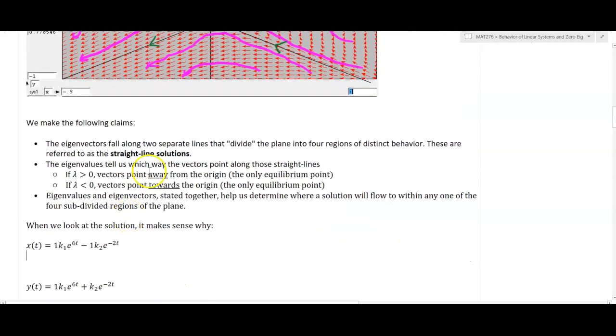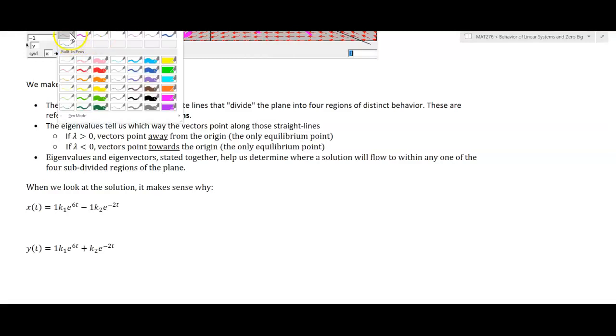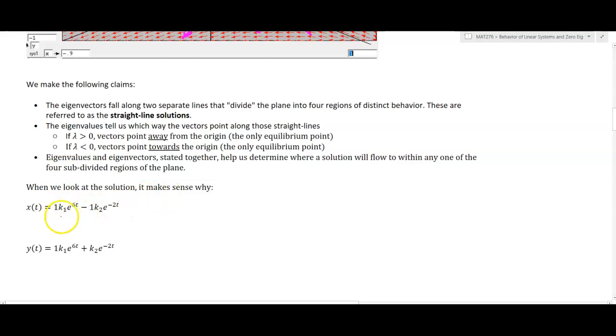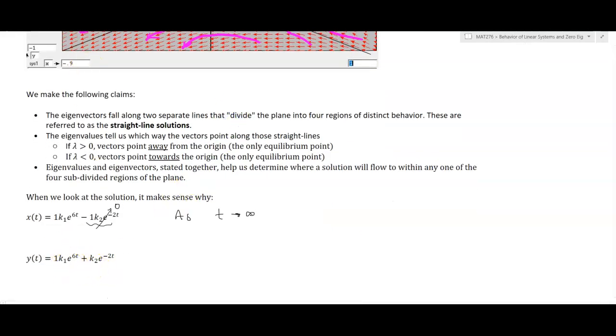Oh, and why does it make sense that solutions are going to flow like this? Well, let's think about what happens in the long run to each of these terms in our general solution. Here, as t approaches infinity, this term right here decays to 0. So that's why we can think about the solutions here as coming in a little bit. We have decay in both x of t and y of t, because notice they both contain that e to the negative 2t term that will eventually approach 0.